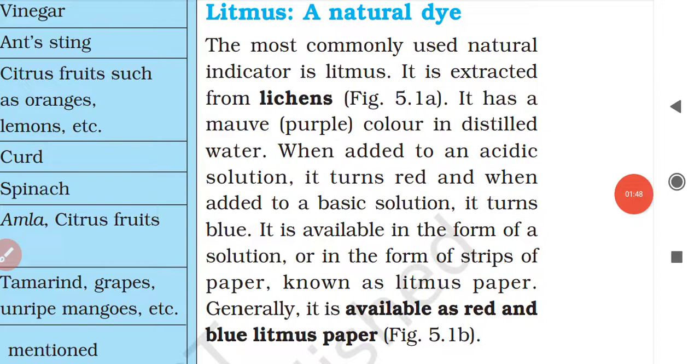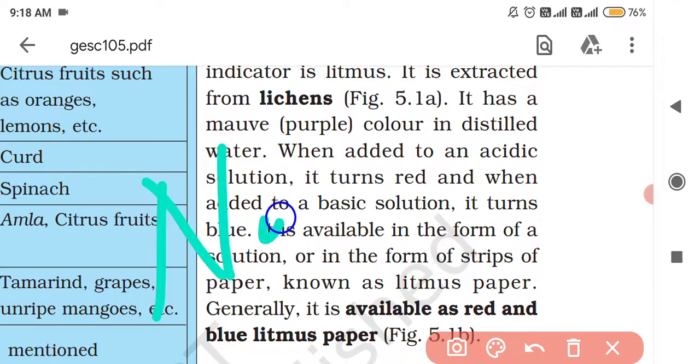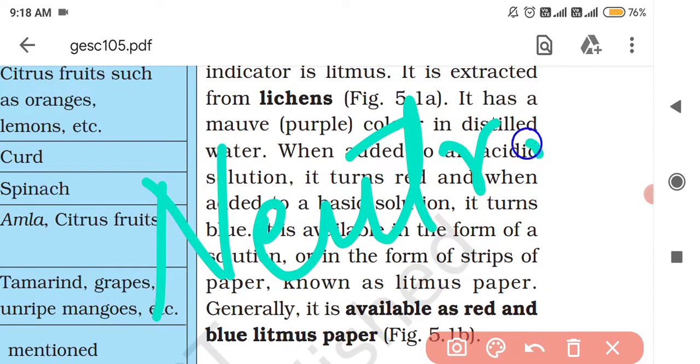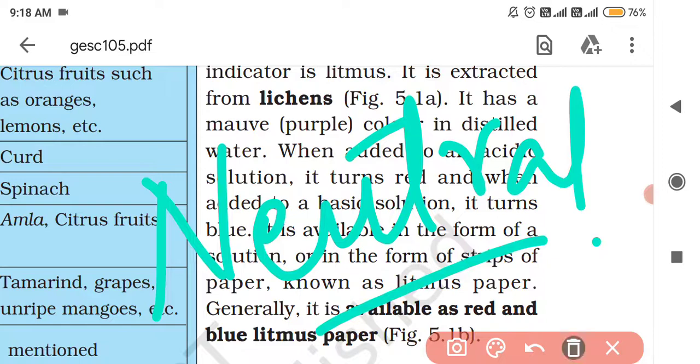Litmus has a purple or mauve color in water. When litmus solution is added to water, the solution becomes purple. So litmus solution is neither acidic nor basic. What is the nature of litmus? It is neutral. Litmus is neutral in nature.